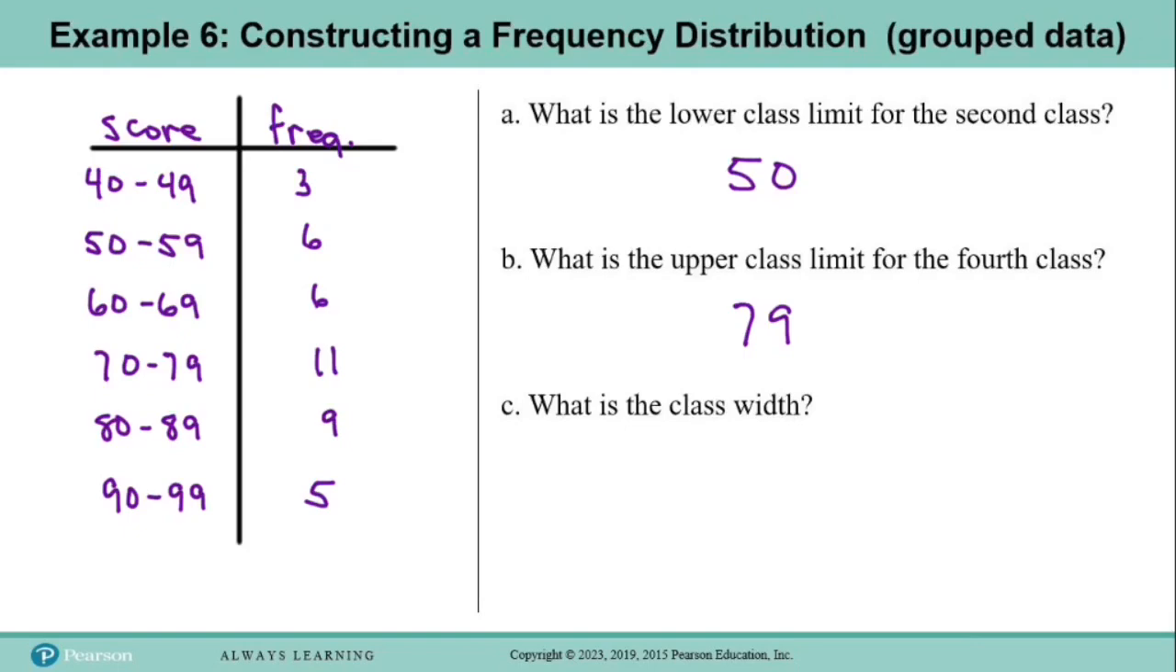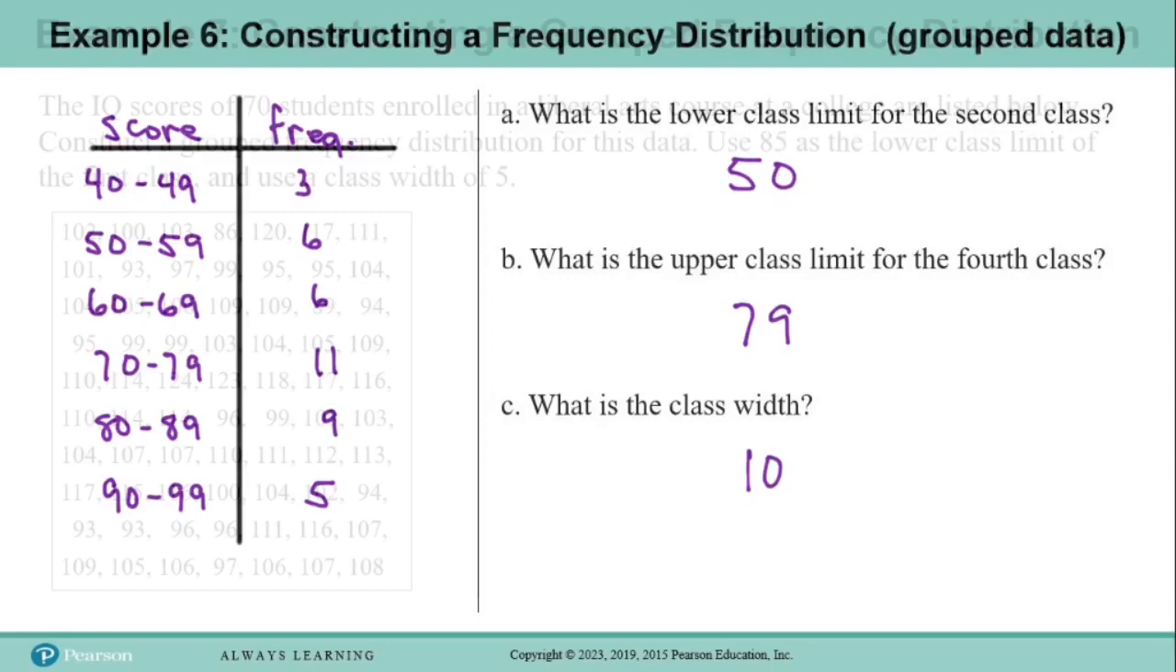And then part C, what is the class width? The class width is the difference between any two consecutive lower class limits. And so the difference between 50 and 40 is 10, and so the class width is 10. And by the way, to determine class width, we usually look at the first two classes, but you should be able to look at any consecutive pair of classes and see the same class width.